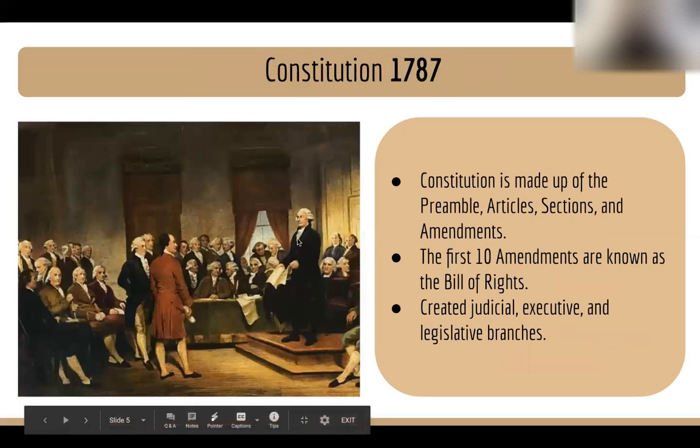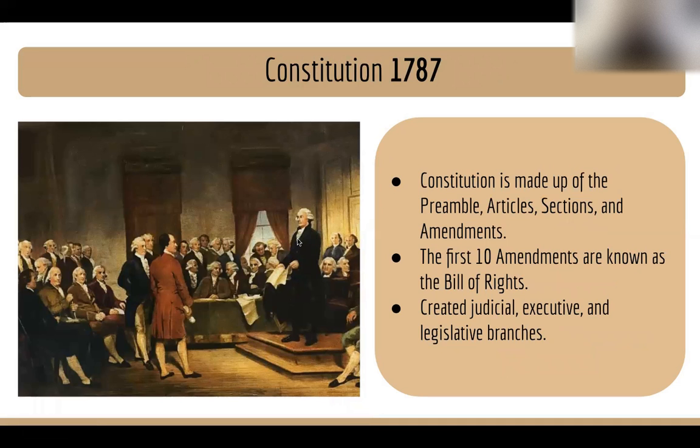You see later that the Constitution is created and signed in 1787, and the Constitution is made up of many parts. It's made up of the preamble, the articles, the sections, and the amendments. What was really so great about the Constitution was that it created a section for new things to be added onto it. And those things were known as amendments.